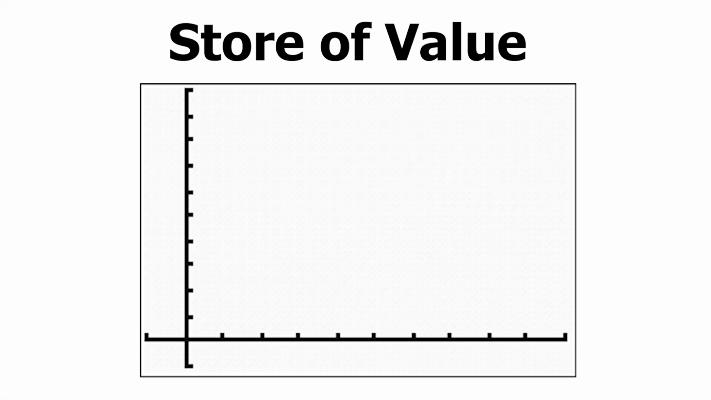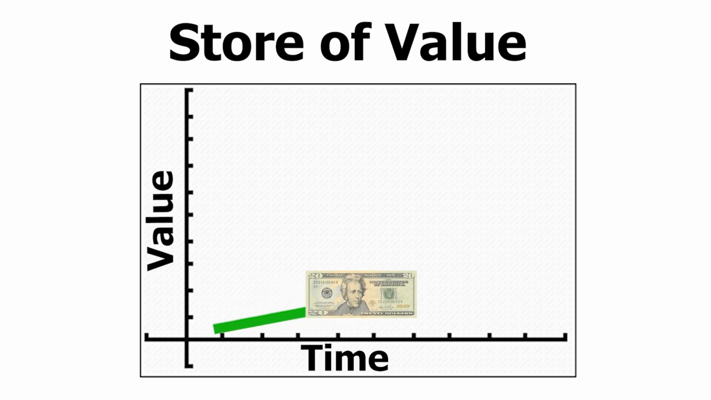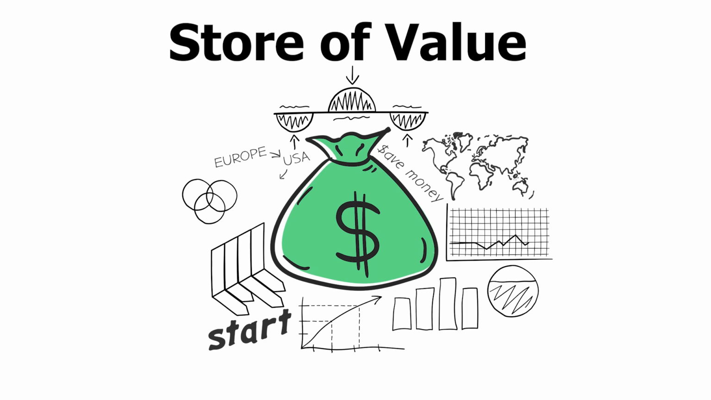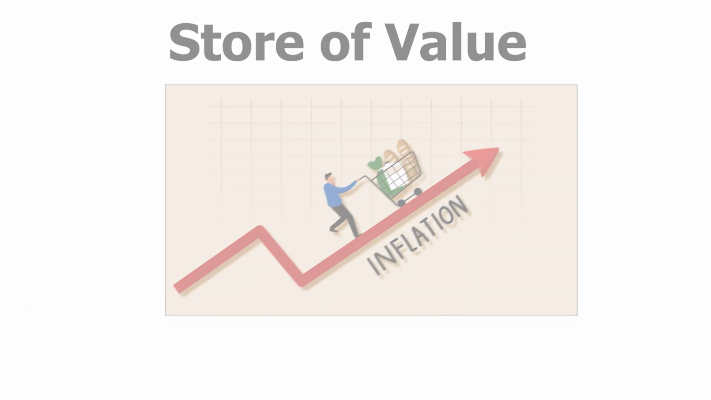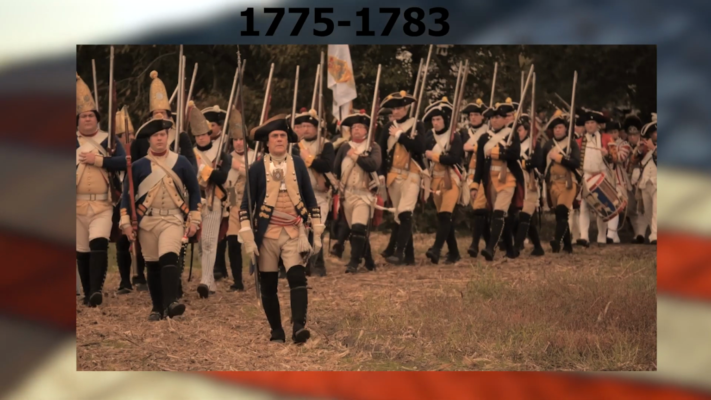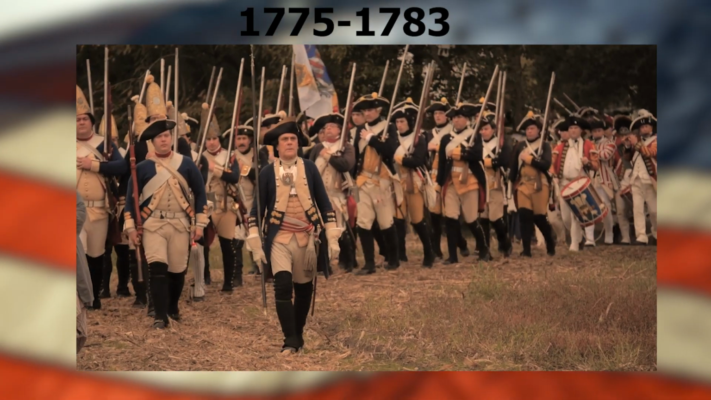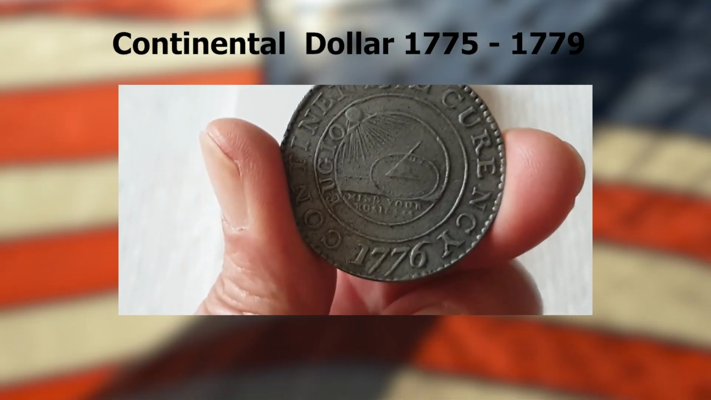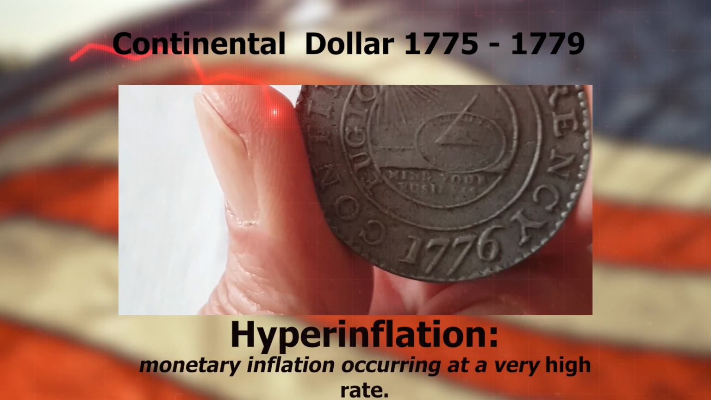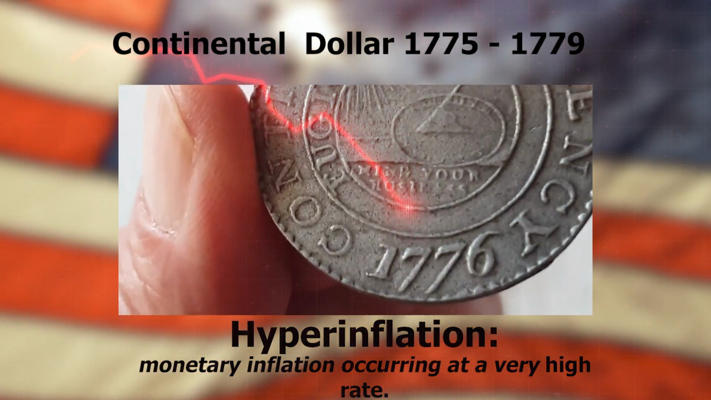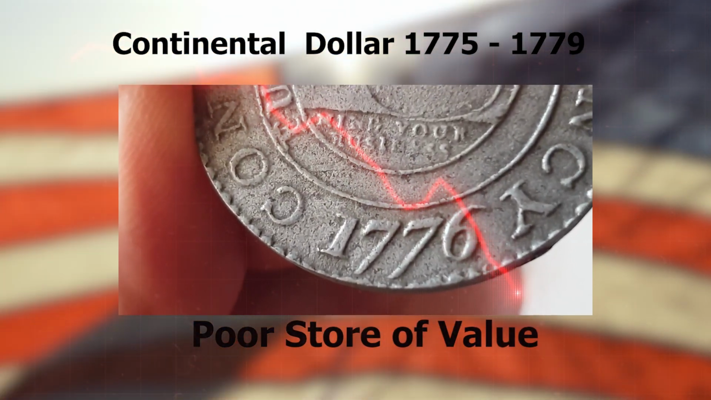Then we have the store of value. So money must hold value over time, allowing people to save and delay spending until they're ready. But this is where inflation can pose a big problem. For example, after the Revolutionary War, the US issued the Continental Dollar, which I'm sure we're familiar with. It experienced hyperinflation. It lost a lot, if not all, of its value, making it a poor store of value.